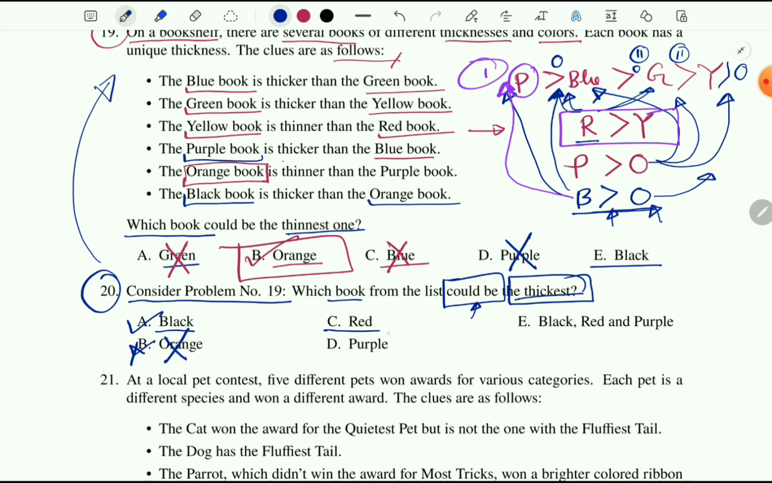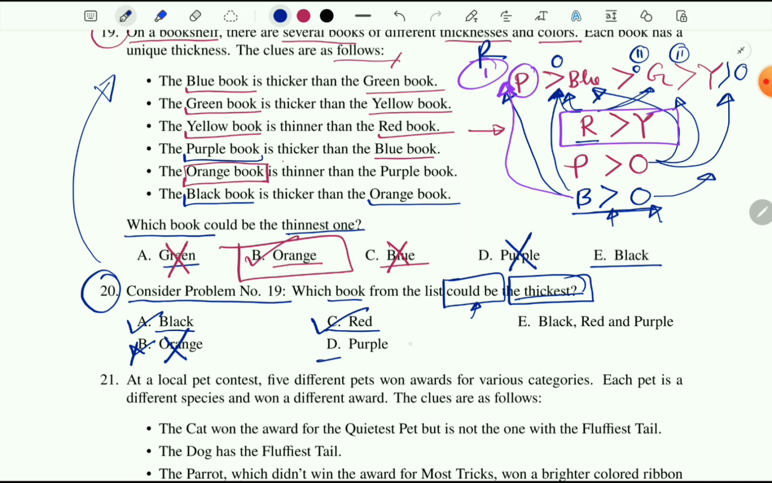Option C is red. It can be the thickest one because we know the relationship between red and yellow. That means as long as red is thicker than yellow, we can say yes, red can be the thickest one. That means we can place the red here. Still, it's maintaining the condition red is greater than yellow. So there is a chance that option C is also correct.